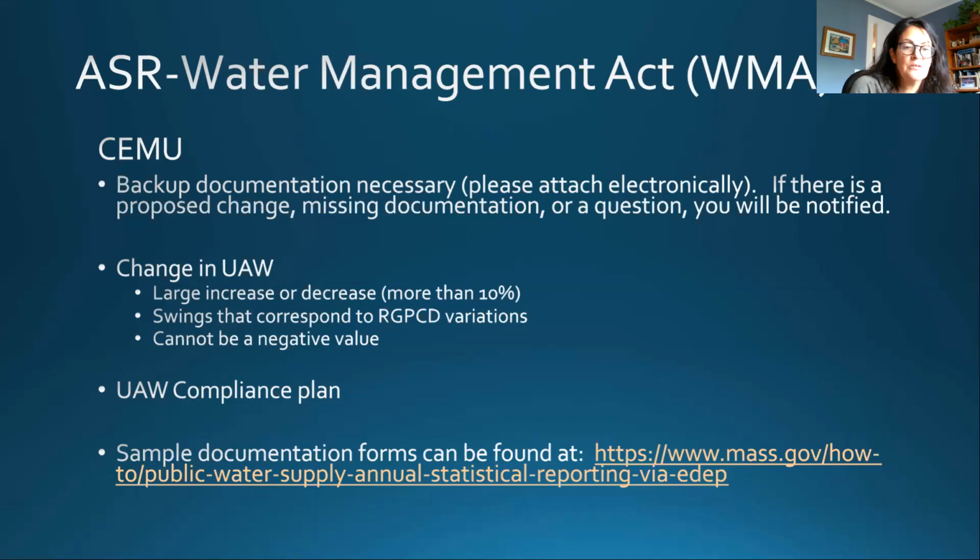Changes in UAW, we look for large increases or decreases, swings that correspond to RGPCD variations, and every year we get a few negative values. UAW can be negative, so if you get a negative value, please take another look at your forms. Like the RGPCD, we check and see if you should be submitting a compliance plan and whether or not one is attached to your ASR. And as with the RGPCD, we do have sample documentation forms that can be found on the website.